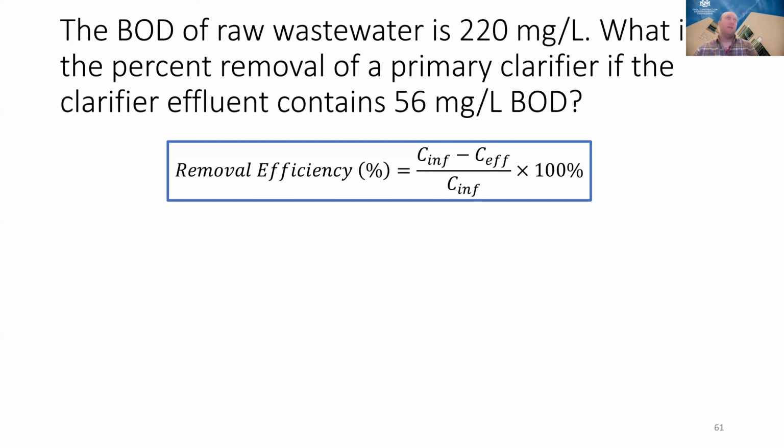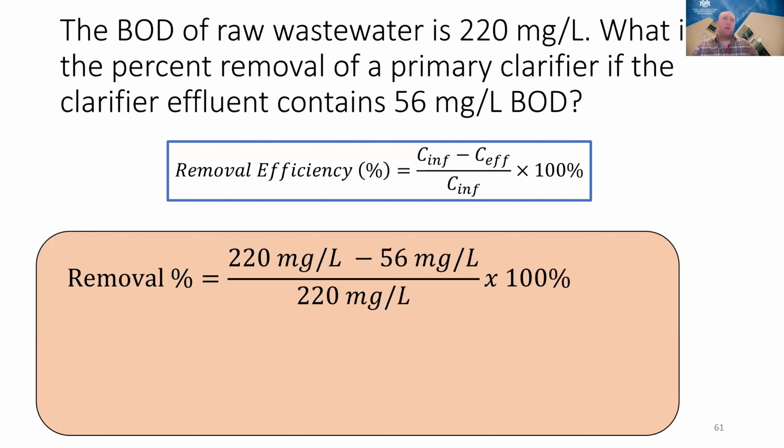Okay, so the BOD, the biological oxygen demand, of your raw wastewater is 220 milligrams per liter. What is the percent removal of a primary clarifier if the clarifier effluent contains 56 milligrams per liter BOD? So this is what we're going to do together. All right, so I'm just going to write down my equation. We'll just use the equation right there, and we're just going to plug in our values.